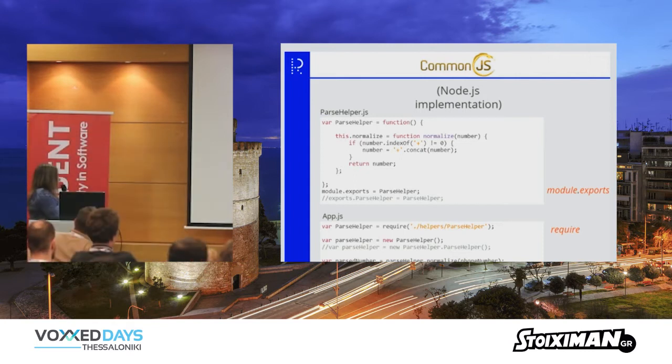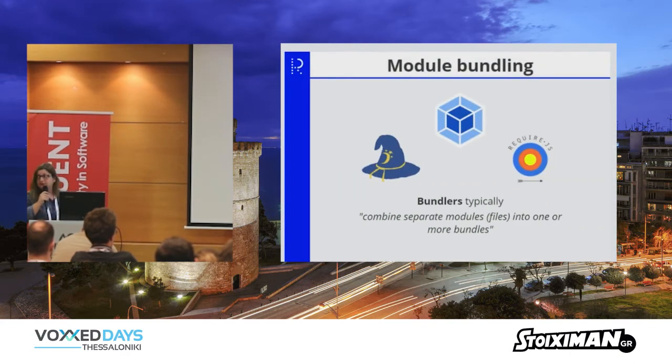Now, in order to import that module into our app.js file, as you can see, we use the require statement, passing it as a variable the relative path of our parse helper file. We also assign it to a variable in order to use its functionality later on. So, that's it with module management. Now Alex is going to talk to you about module bundling.